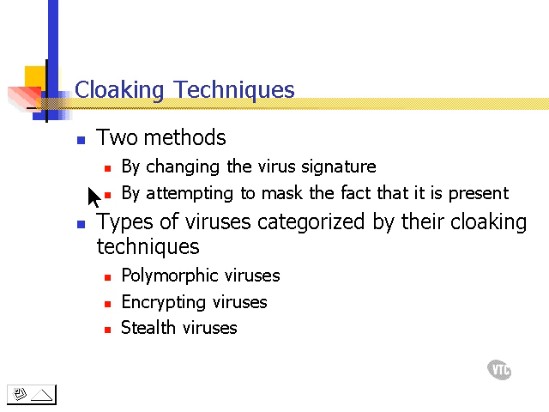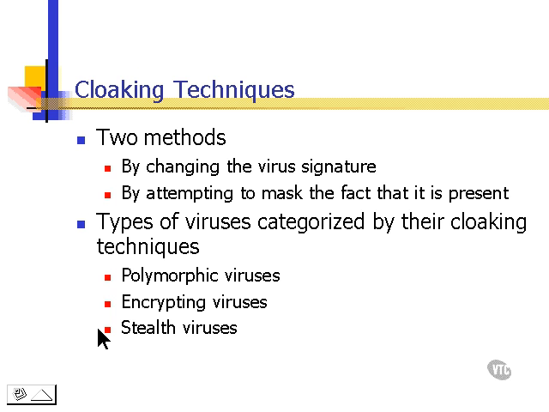So types of viruses categorized by their cloaking techniques are polymorphic viruses that are constantly changing their signature, appearing to be something else. Encrypting viruses, which attempt to hide behind other files so they won't be seen. And stealth viruses, which attempt to make themselves invisible so that they won't be seen.